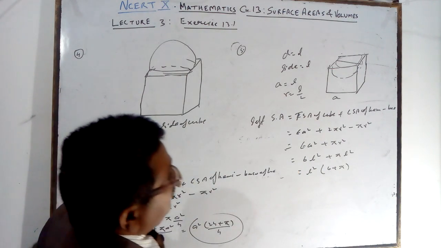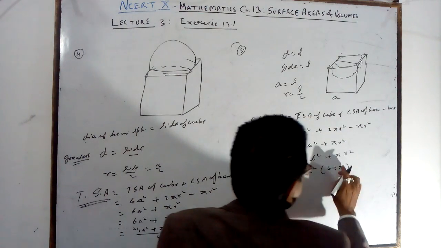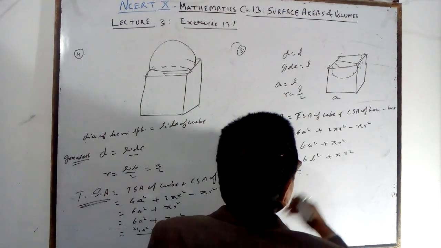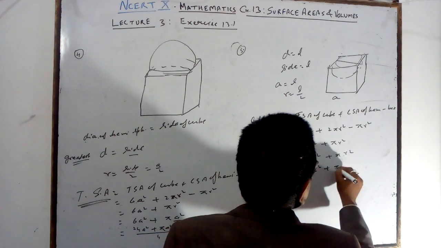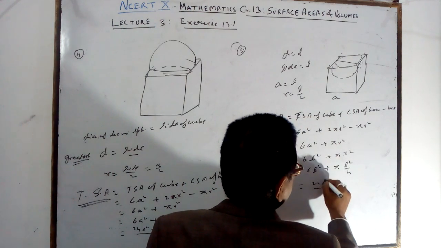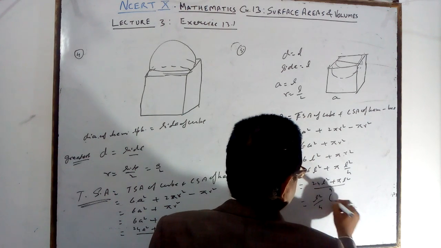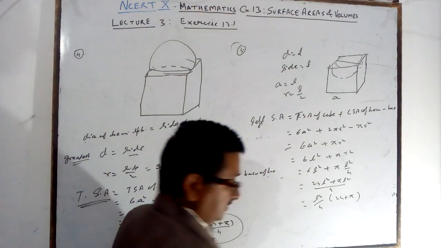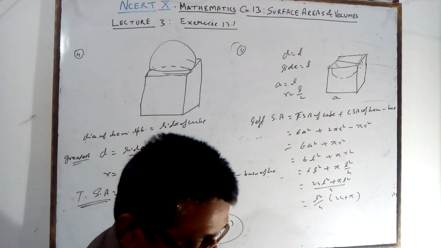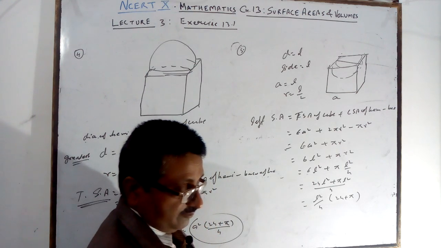What is the r? r is l by 2, so 6l square plus pi l square by 4. Again take 4: 24 l square plus pi l square. l square by 4 is common, 24 plus pi is your answer. So same question, same thing, only the term is changed. The term is given in the form of l.